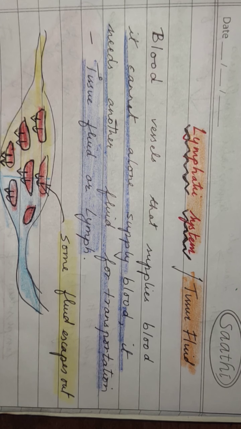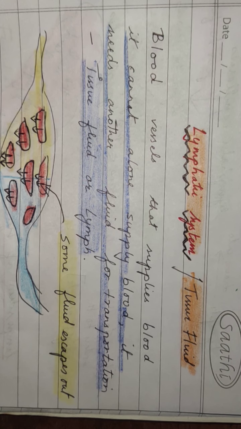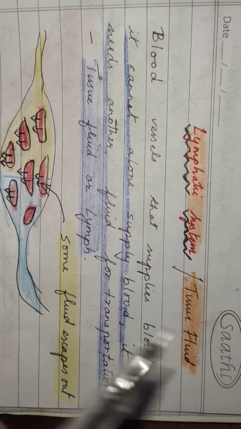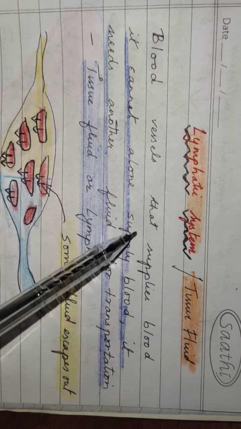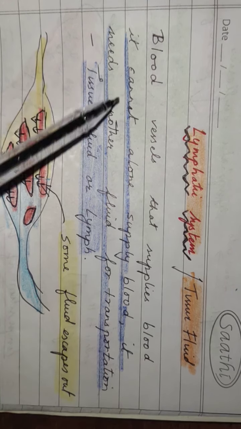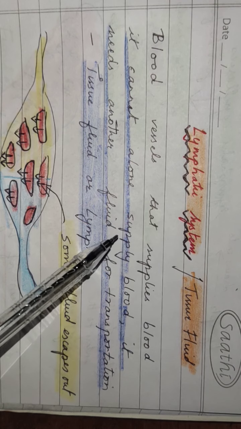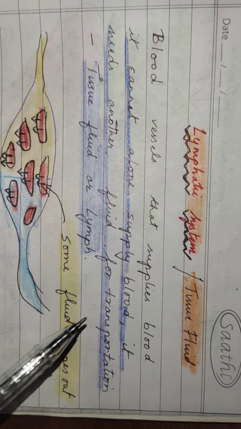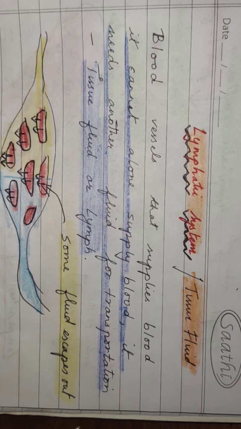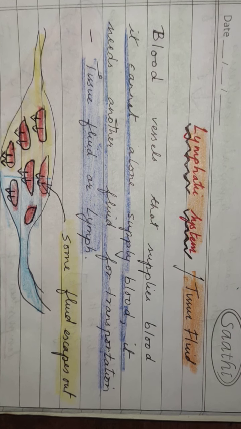Good morning, class. Today we are going to learn about the lymphatic system and tissue fluid. Blood vessels supply blood, but they cannot alone supply blood to the different parts of the body. It needs another fluid for transportation, a helper, and that helper is known as tissue fluid.